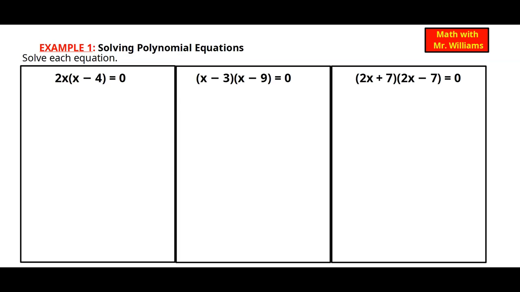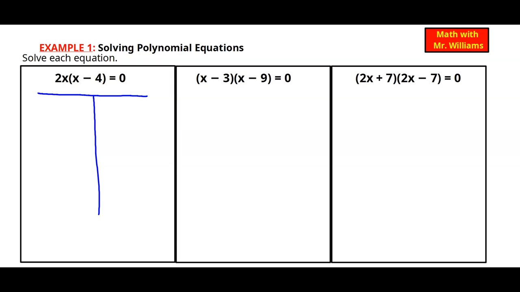Math with Mr. Williams, example 1. Solving polynomial equations. Solve each equation. Okay, so here we have the monomial 2x times the binomial x minus 4, and that equals 0. So what I like to do is use a t-chart and break this up.